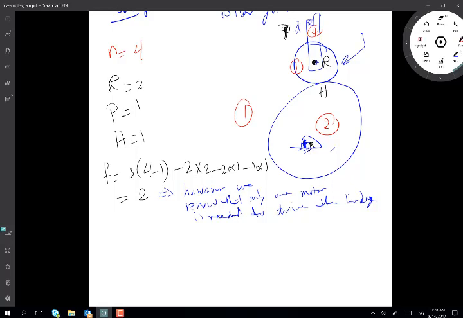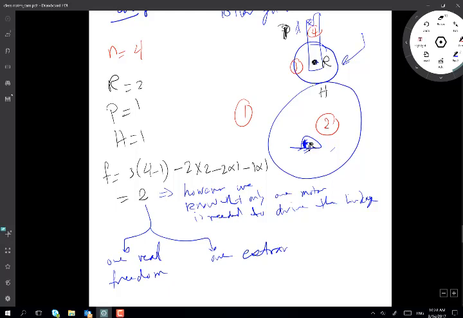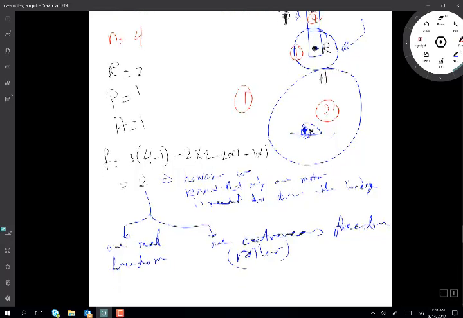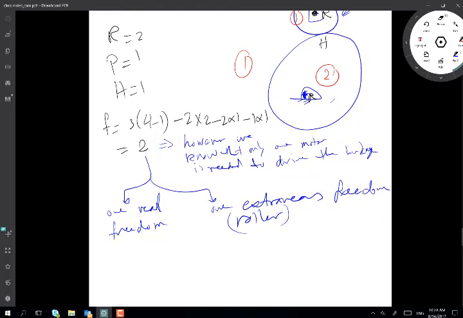So a redundant freedom. Those two degrees of freedom are one real freedom and one extraneous, if you like, freedom. This is the roller movement. All right. So that's an interesting result, and it doesn't happen often, but you'll see sometimes when you get two, you think I need two motors, but then you need to think more in depth about it.